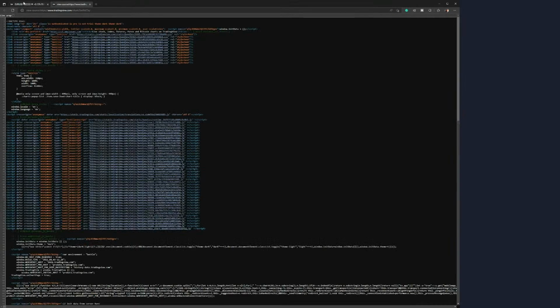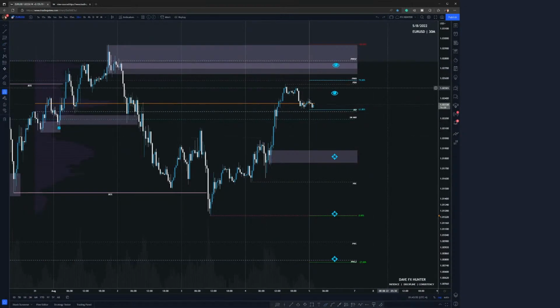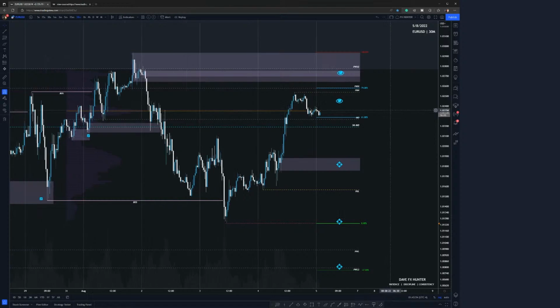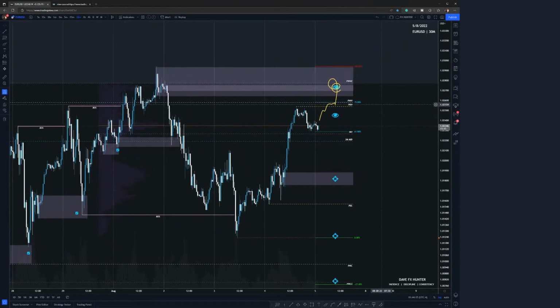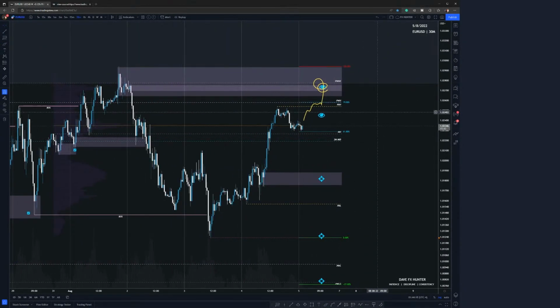Okay, so this is for the euro. So I am bearish, and I would like to see some violation of the previous day high, maybe a touch of this order block, which is the level of the origin of this move, and then looking for the short.